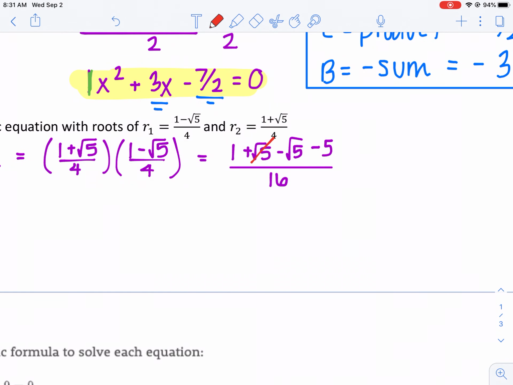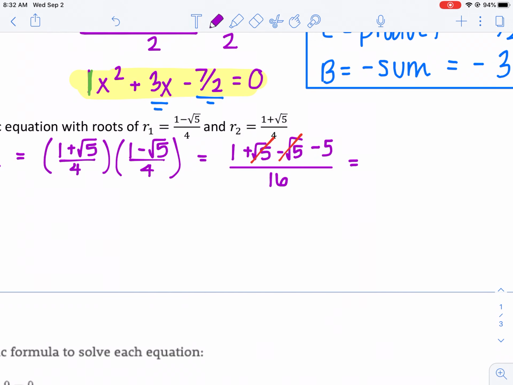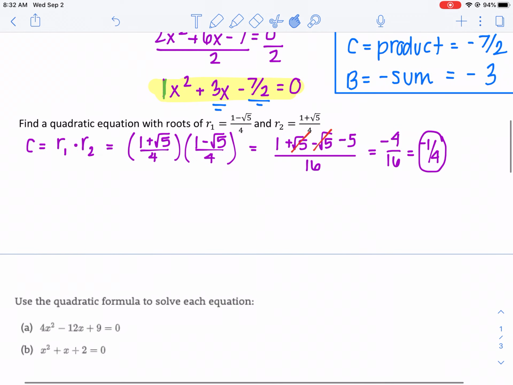Like before, it's pretty nice. These cancel out. So you're left with -4 over 16. Please simplify, and you get -1/4. So that would be your C value in your equation.